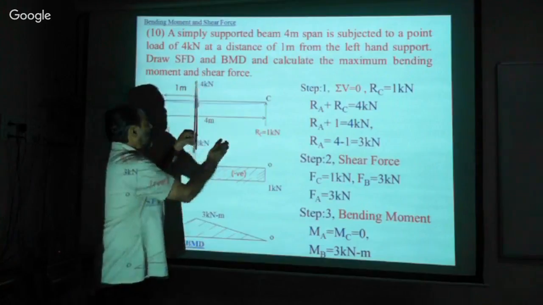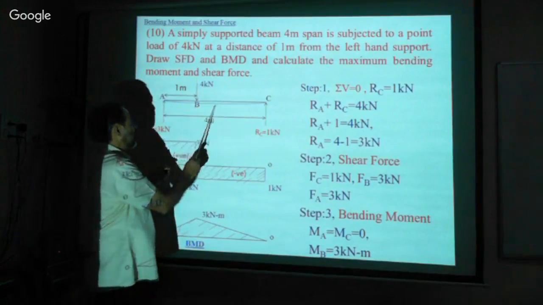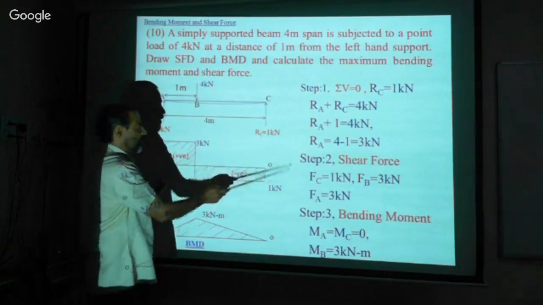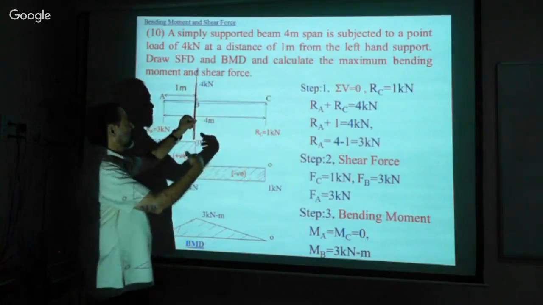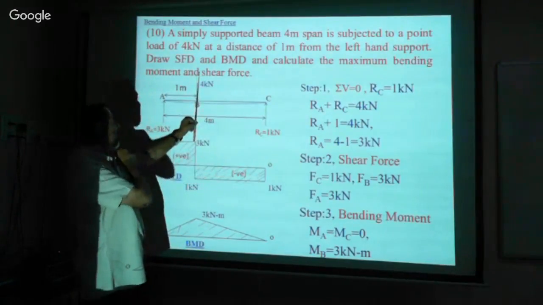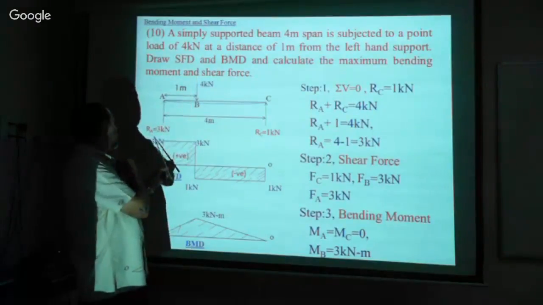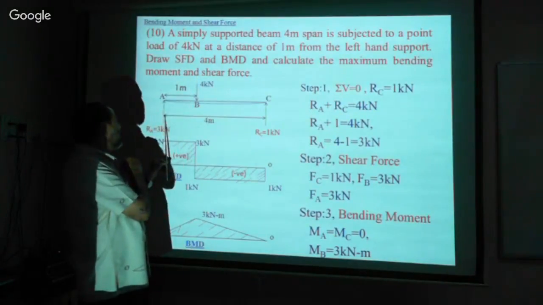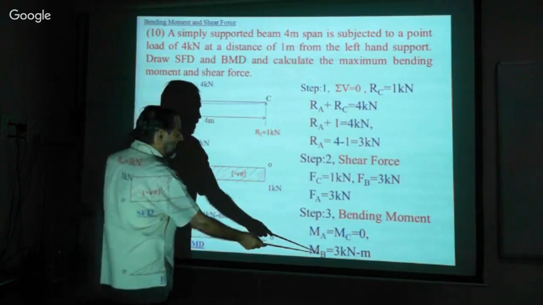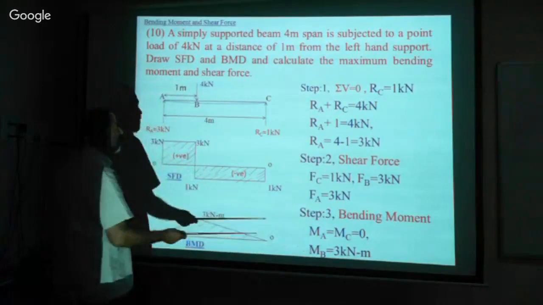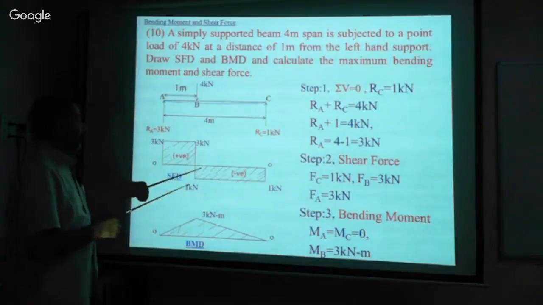That is 1 multiplied by 3 meter, which is the bending moment at this point. If you consider the left hand side, it is 3 kilonewton multiplied by 1 meter. Again it is 3 kilonewton meter. So the bending moment at B, MB, is equal to 3 kilonewton meter.